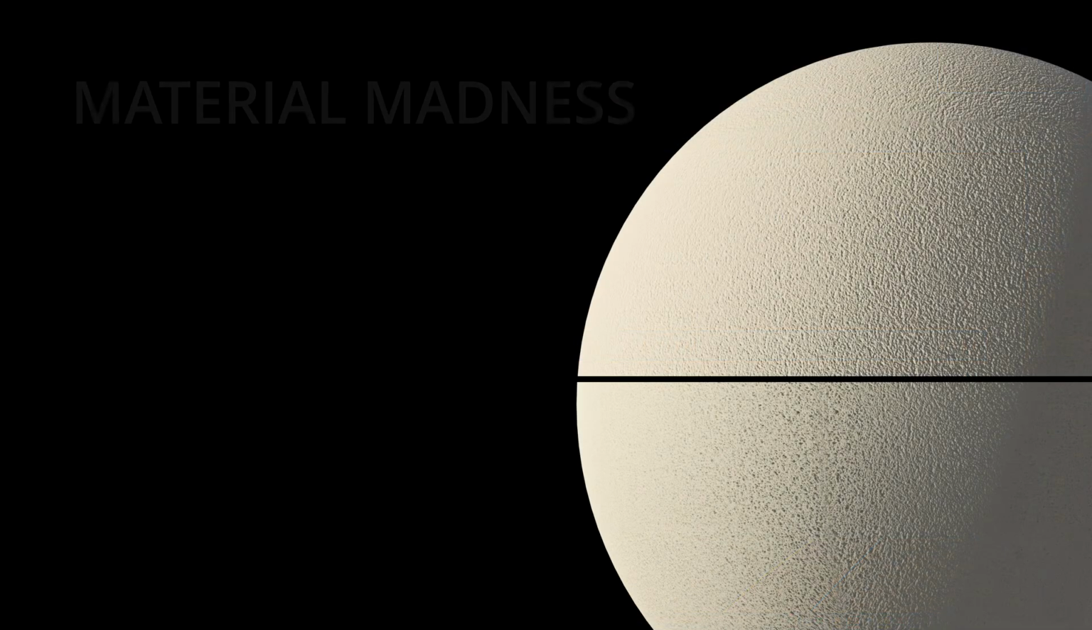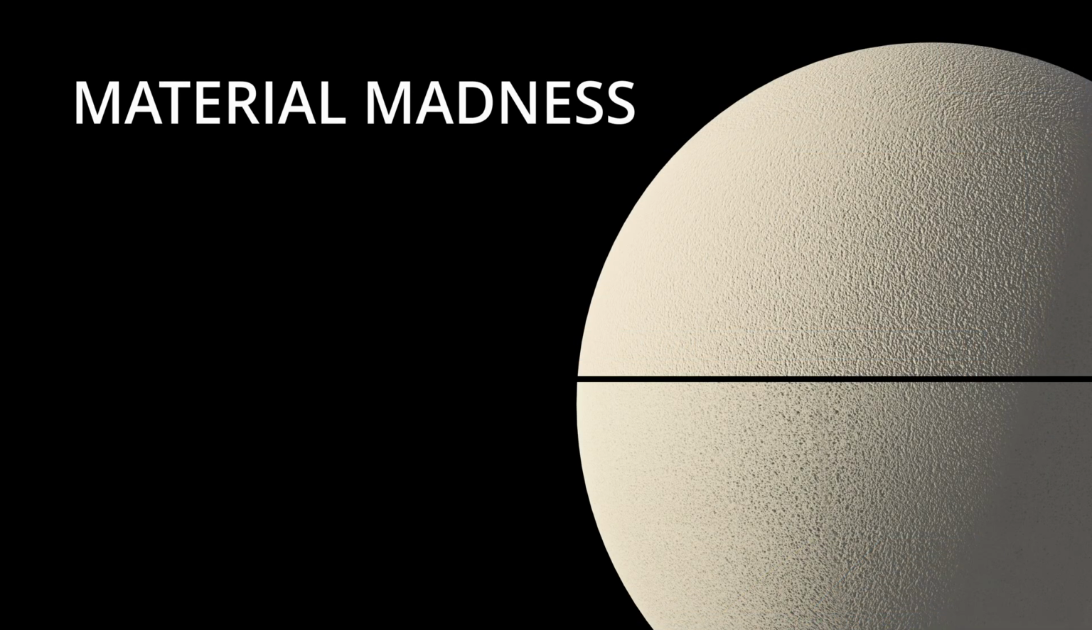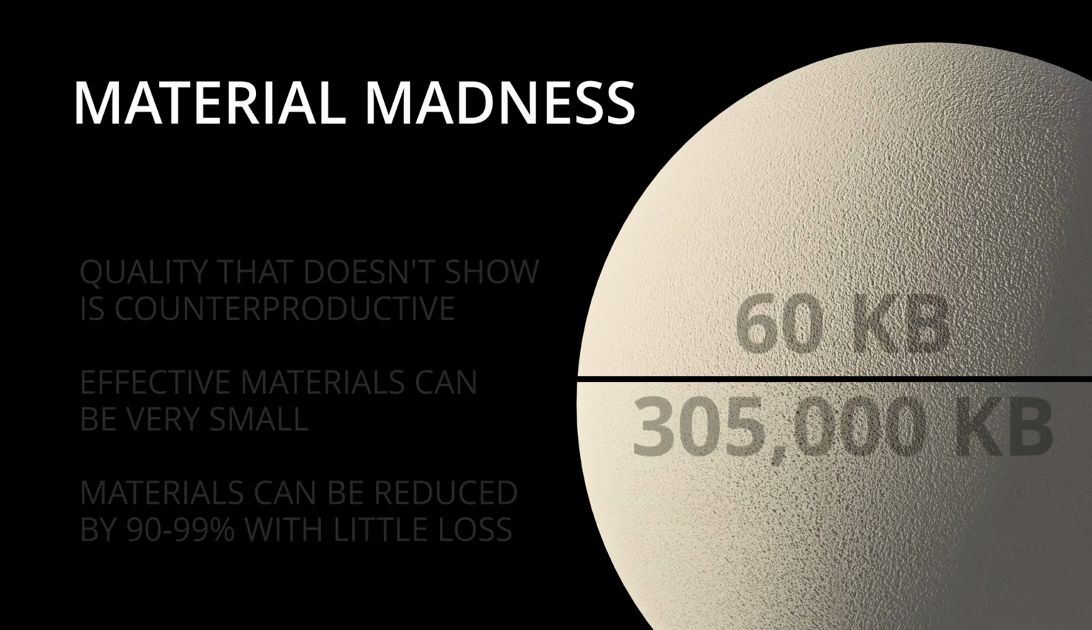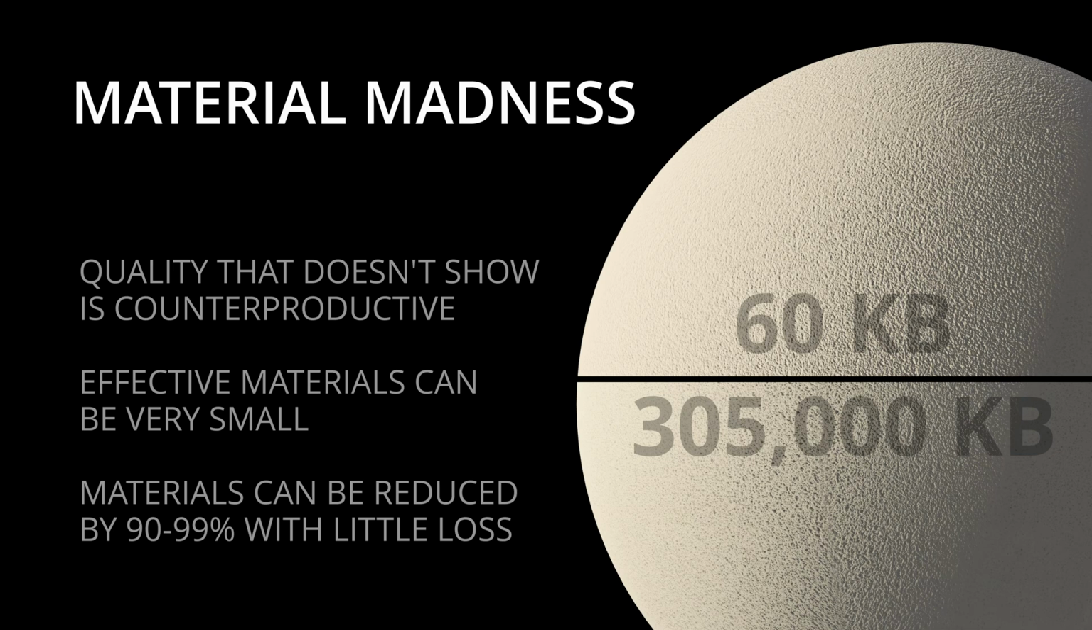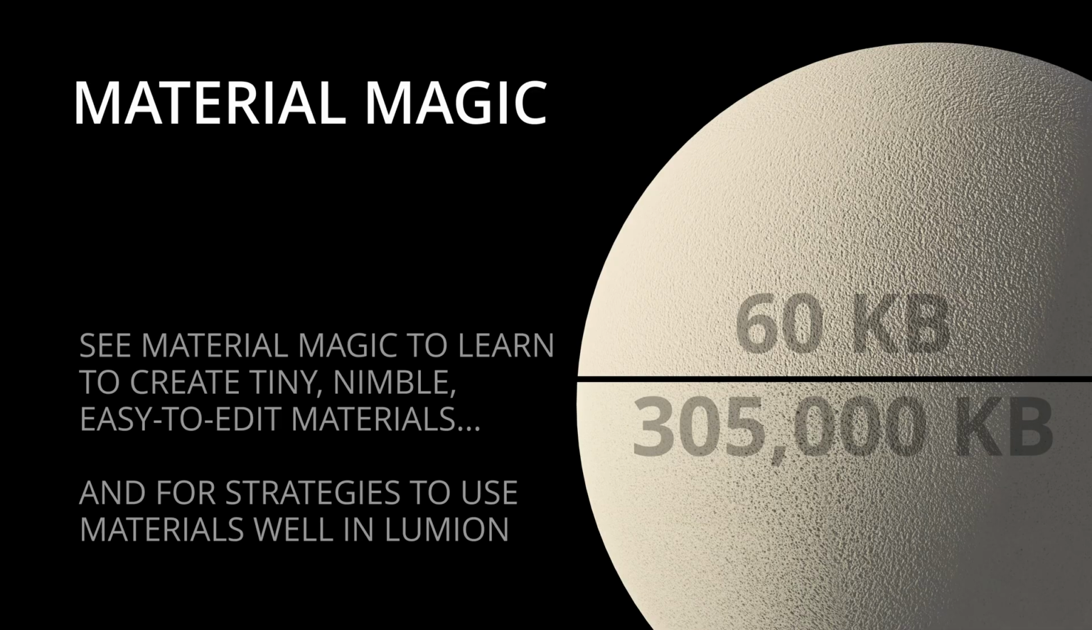So that's a quick illustration of the material madness problem, that if you're not careful, your maps can get really out of control. And they typically get out of control because you're putting more detail into them than they really need. So in Material Magic, the next part of this series, we'll talk a little bit about how you can create very efficient, very easy to edit maps that are extremely nimble and keep your file sizes small and your loads and saves in Lumion lightning fast.